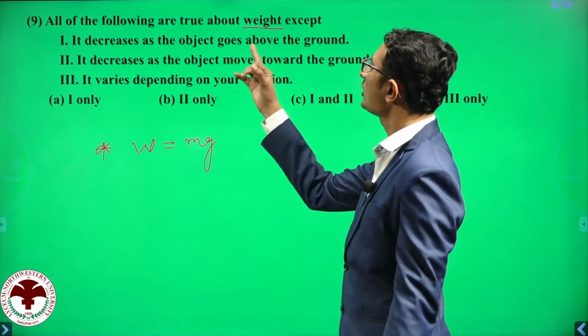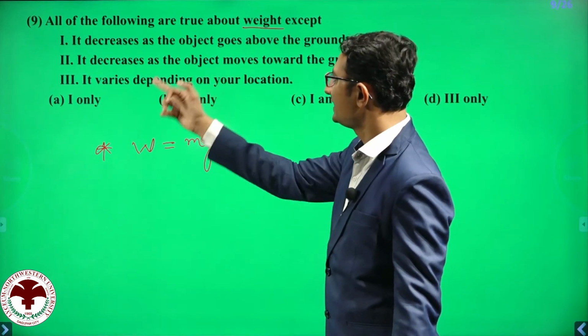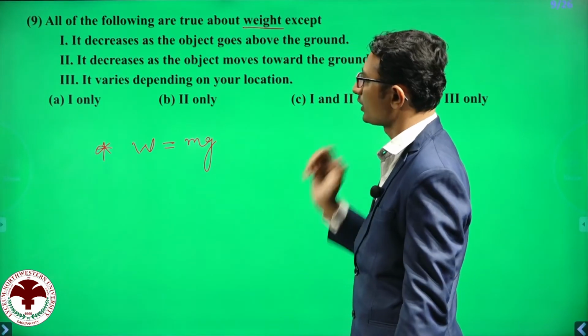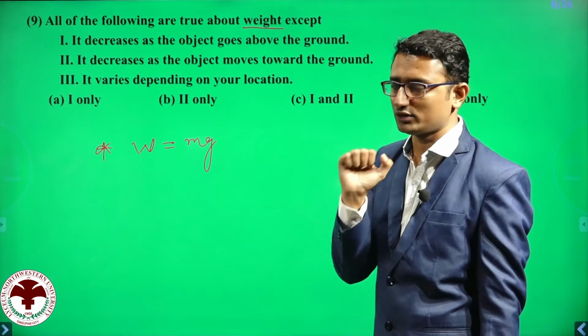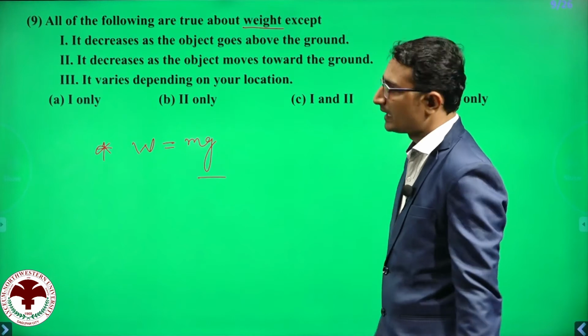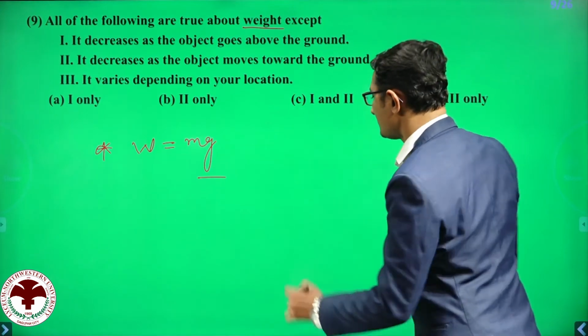It decreases as the object goes above the ground. It decreases as the object moves towards the ground. It varies depending on your location. So we have three sentences, and we want to find out the wrong one. But these sentences depend on the g. Why? Because we are moving, we are at some different location.